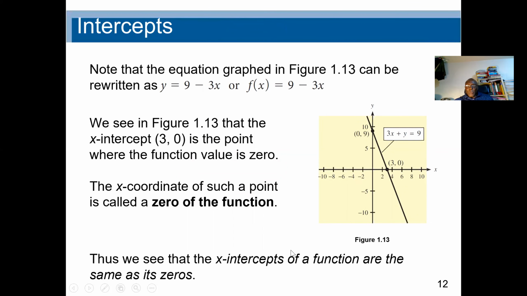Now they say we should know that the equation graph in figure 1-13, which is this figure here, can be rewritten as y equal to 9 minus 3x or f of x equal to 9 minus 3x, where the goal here is that we have 3x plus y equal to 9. So y is equal to 9 minus 3x. That will be our slope form. And we see in the figure that the x-intercept 3 is the point where the function value is 0. And the x coordinate of such a point is called the 0 of the function.